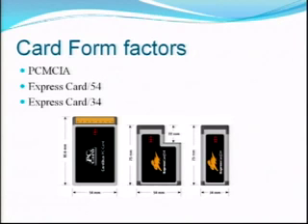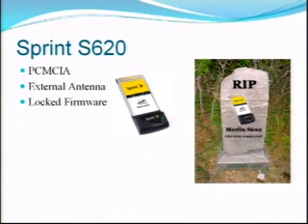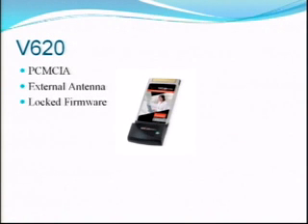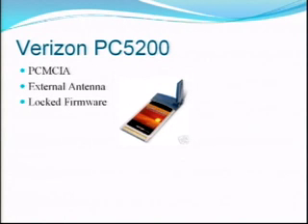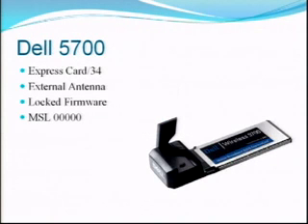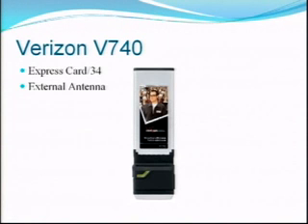I just want to give you a basic overview of the cards here. There's some form factors which you guys are familiar with. We have the S620, which has locked firmware. This is where we're going to get into this stuff. It's got an external antenna port. P620, again, locked firmware. 640, PC5200, locked firmware. Dell 5700, MSL, all zeros. We can connect to it, but we got that locked firmware issue, so we can't edit files. And then the 740, same deal.